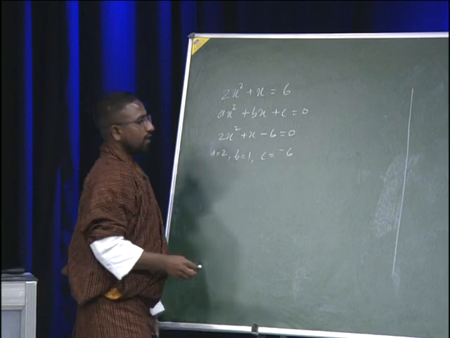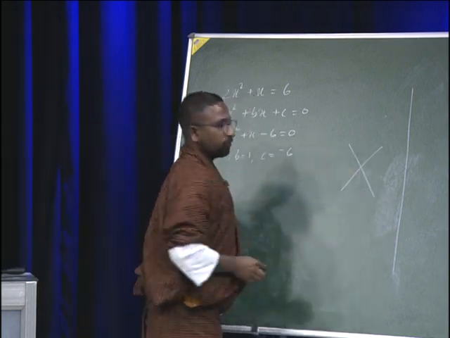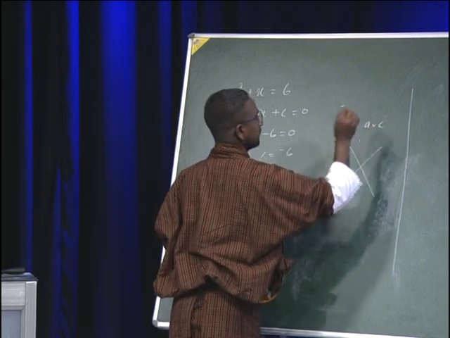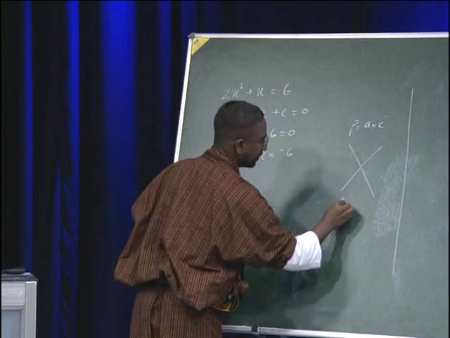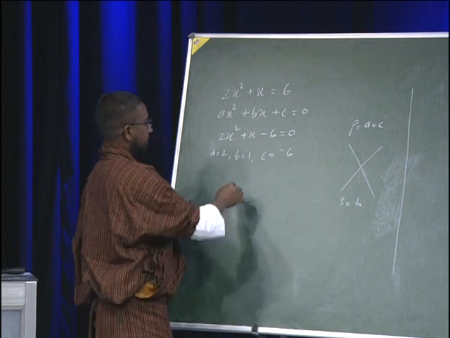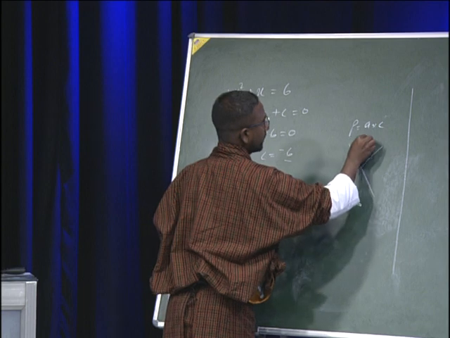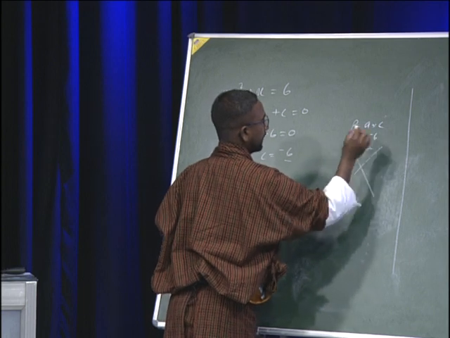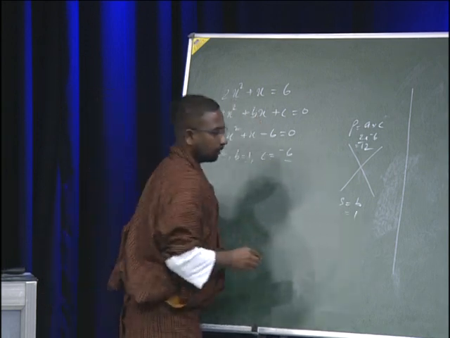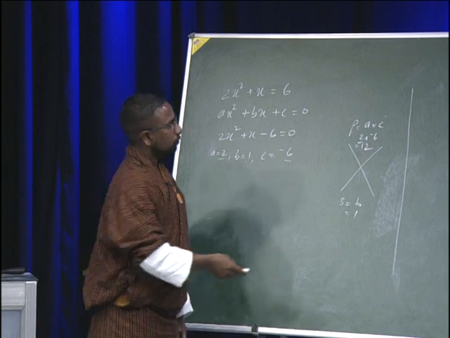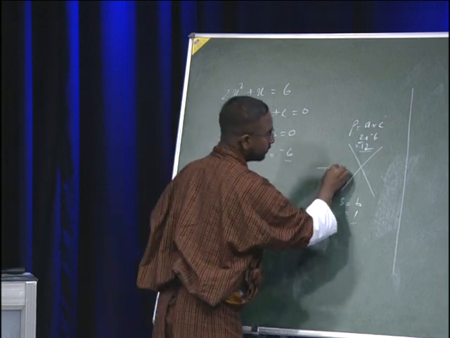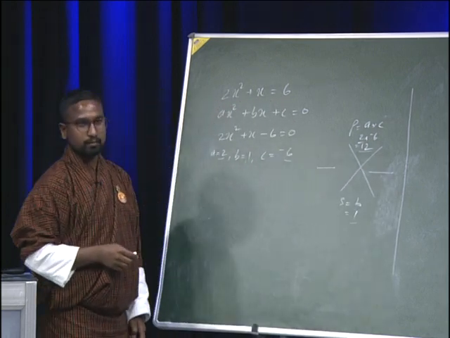So, we have to find two numbers whose product will be a times c and whose sum will be equal to b. So, in this case, a times c, that is 2 times negative 6, will be equal to negative 12, and then your b is equal to 1. So, find two numbers whose product will be negative 12 and sum will be 1. So, what can possibly be those two numbers?